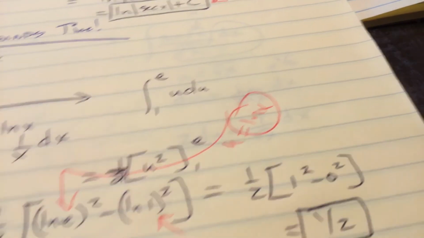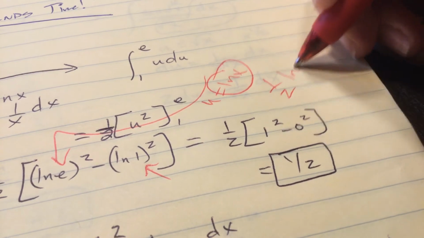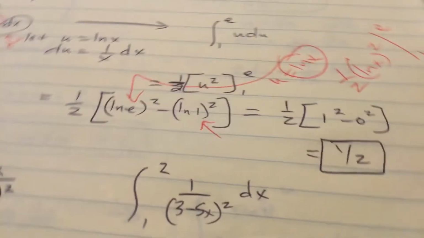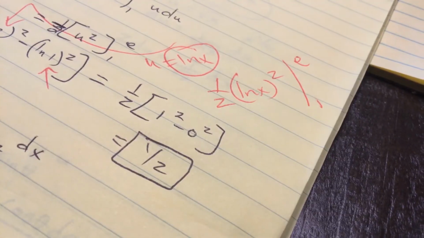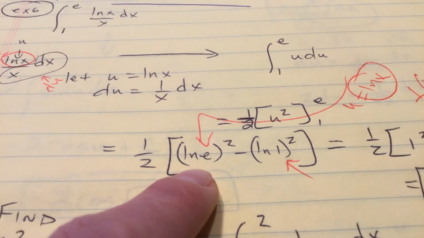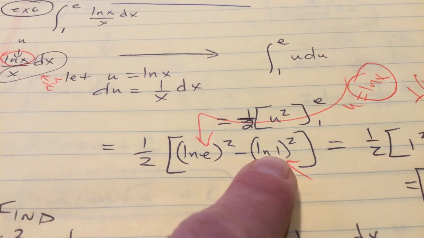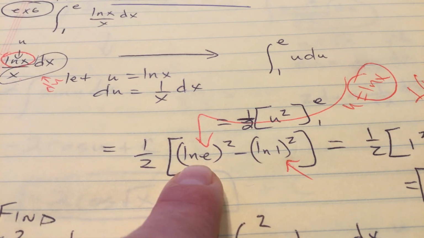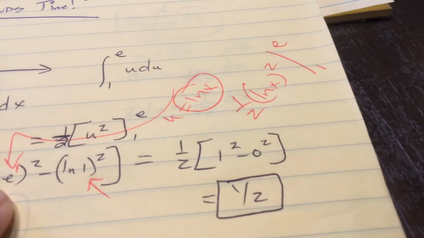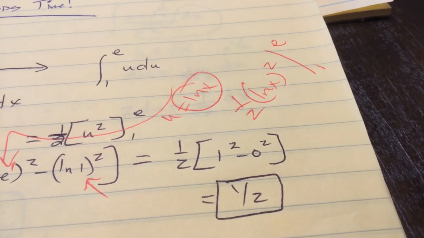Okay, so really what I'm dealing with is 1/2 natural log x squared with bounds 1 to e. That's really what I'm looking at, okay? Put the 1/2 on the outside. I plug e in for x minus, plug 1 in for x. Natural log of 1 is 0. Natural log of e to the first is just 1. So it's 1 squared minus 0. Multiply that by 1/2, and that's how we get 1/2.